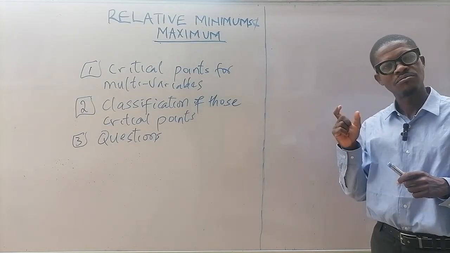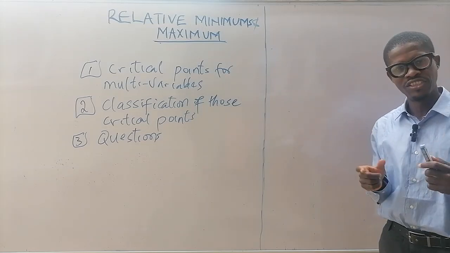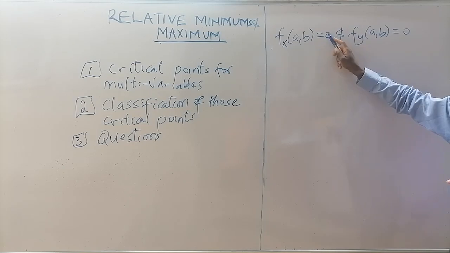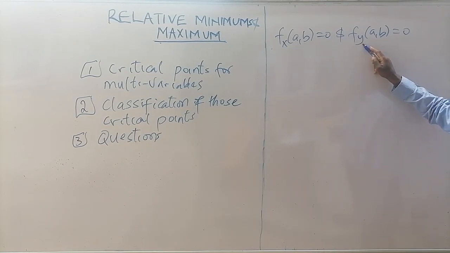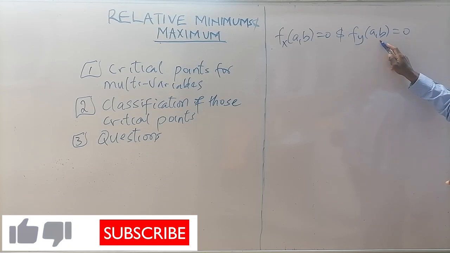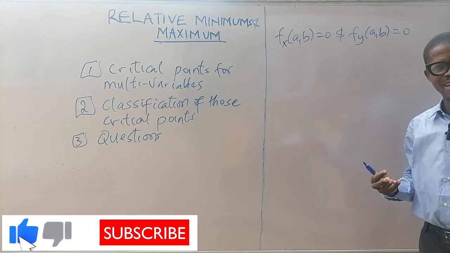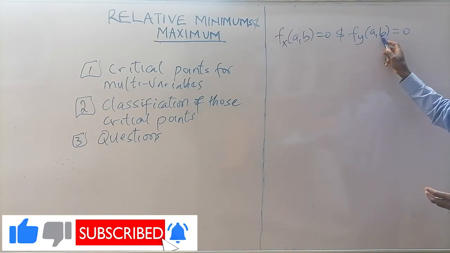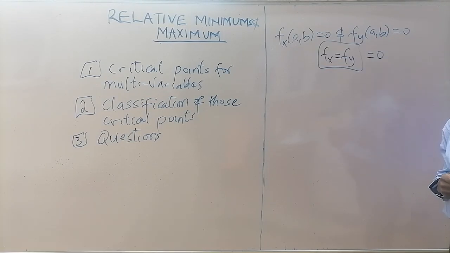The first partial derivative must be 0. First partial derivative, f subscript x is 0, f subscript y must be 0 at certain points. Then (a, b) are those points we are going to find, which are the critical points. So by the time we solve this, you get your point (a, b).